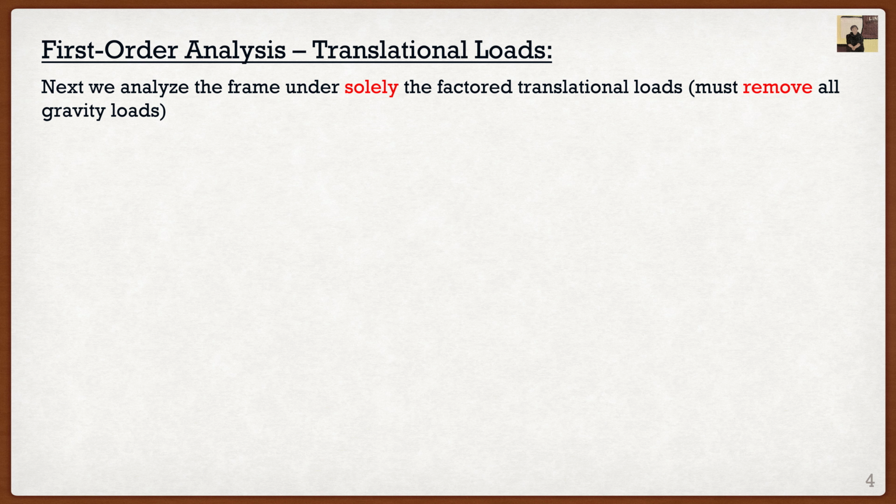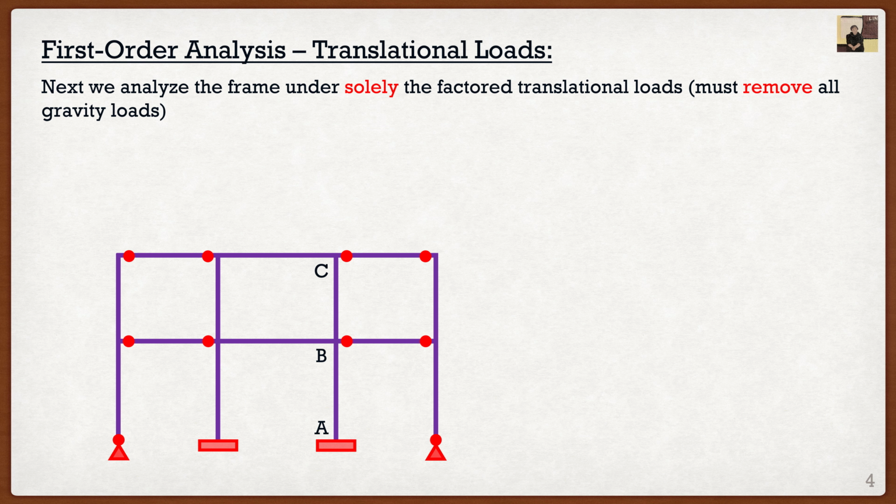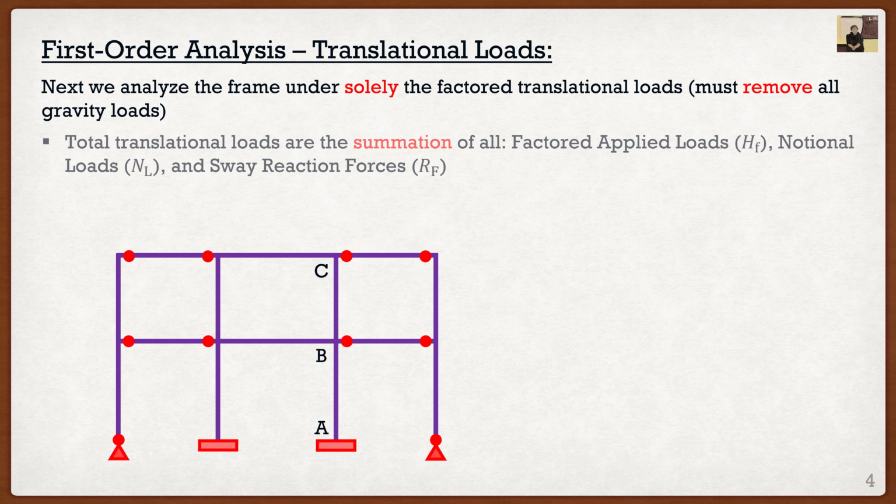So just like before, where we only analyzed our frame under one scenario, we are going to do the same thing here, but rather than gravity loads, we are going to analyze the frame under solely translational loads, or basically we remove all of the gravity loading. So basically, if we have our frame right here, we are going to analyze it under what I like to call the total translational load. Now, this total translational load is the summation of three things. The first is the factored applied loads, which I call HF, and these were given at the beginning of the question. They were 15 and 30 kilonewtons, so nothing too crazy there.